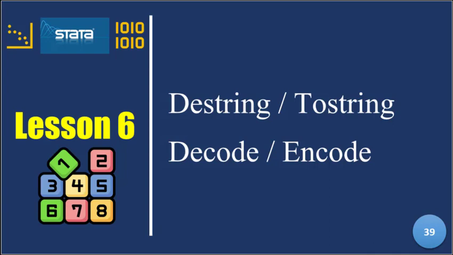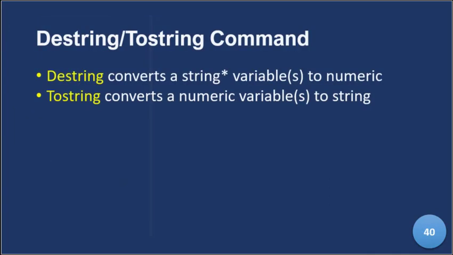So remember, I told you that whenever you are preparing data, you need to prepare data for evaluation and review. And there are some data that cannot be used in a certain format to provide the kind of information you are looking for. So let's move on to the next slide, and then I'll explain destring and tostring. That's the first combination. So the destring and tostring commands. Destring converts a string or string variables into numeric.